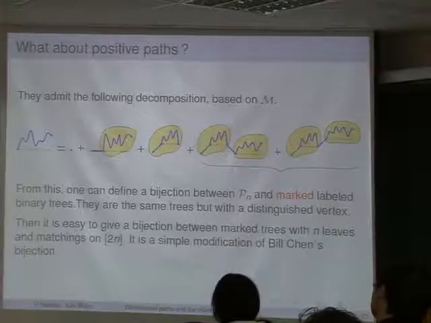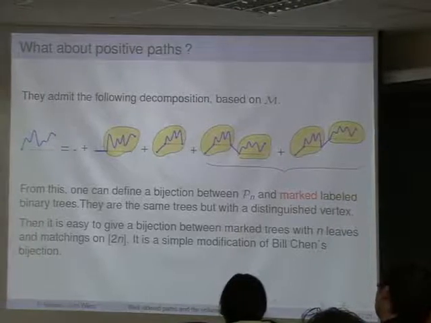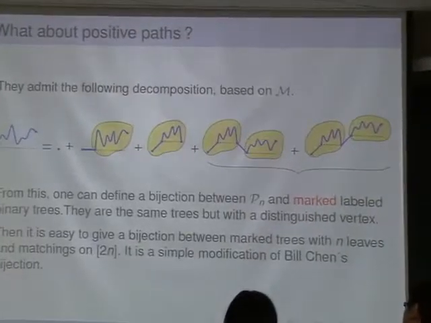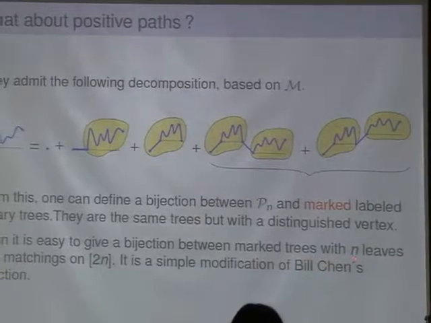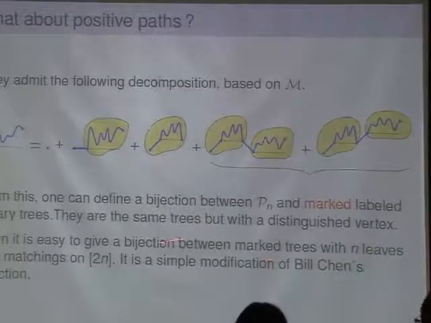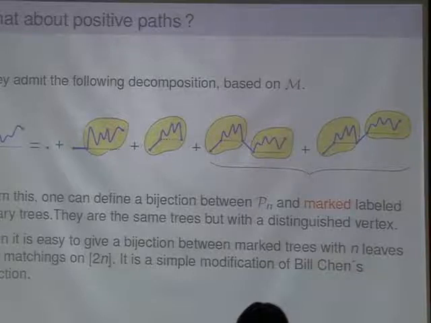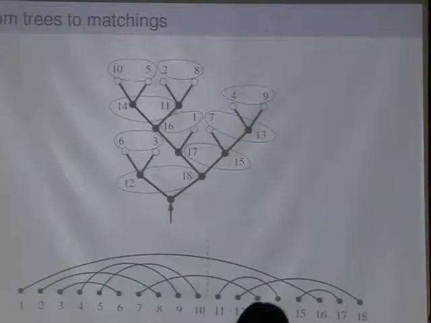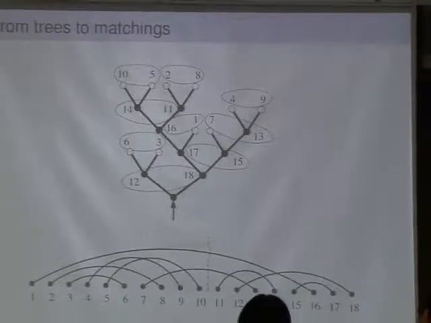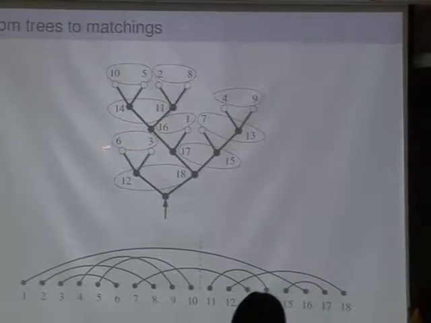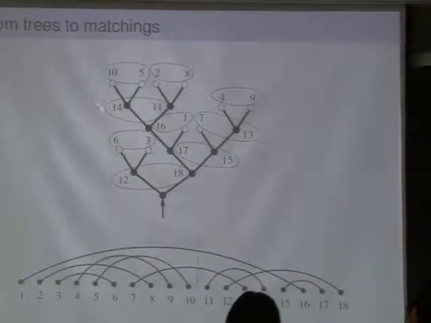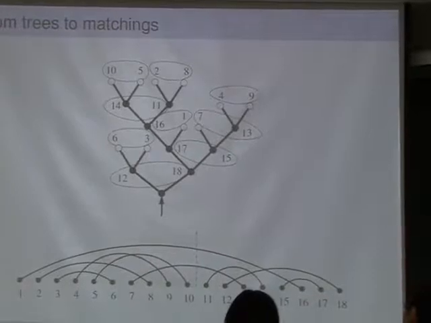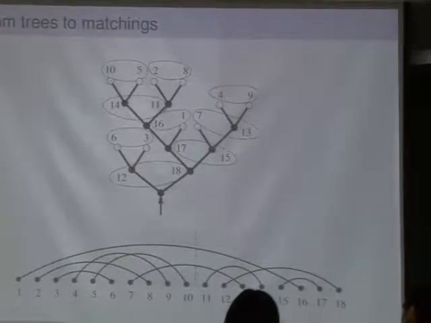And if you have marked trees, using Bilchen's bijection and modifying it just a bit, you can find a bijection between marked trees and matchings on 2n points. Okay, maybe you didn't notice before, but this didn't go up to 2n, just to 2n-2. There's a little shift for Motzkin paths. And now if you consider marked trees, so imagine, let's say 6 would be marked, then you could do a bijection with the matchings on 20 points, okay, 2n.